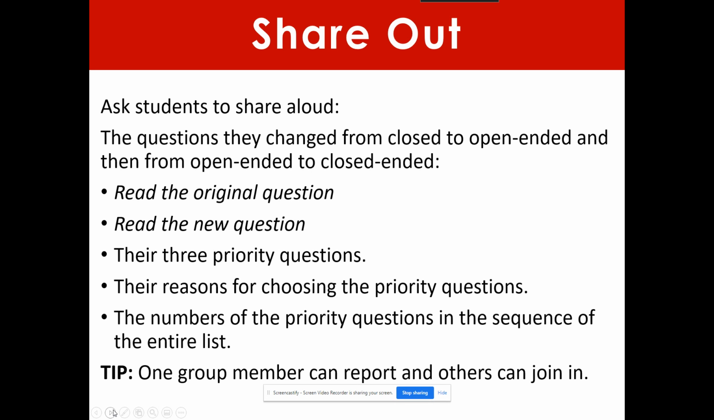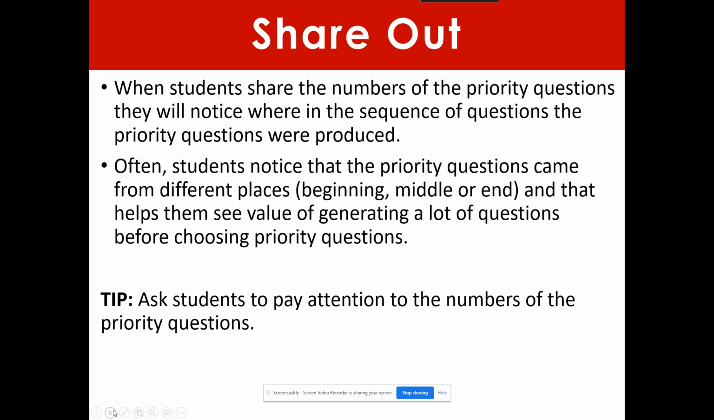This truly allows a process of self-ownership of learning, taking responsibility, making responsible decisions within this process. It also promotes civic discourse within a social studies classroom. When students share the numbers of the priority questions, they'll notice in the sequence of the questions where the priorities were produced. And often students notice that the priority questions came from different places, either from the beginning or the middle or the end of the task. And that helps them to see the value of generating a lot of questions before choosing their priority questions.